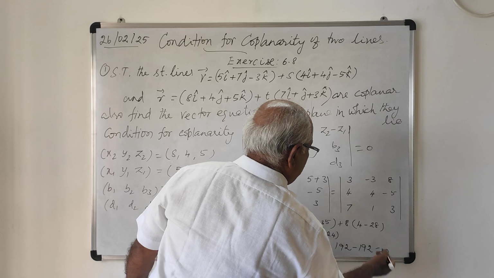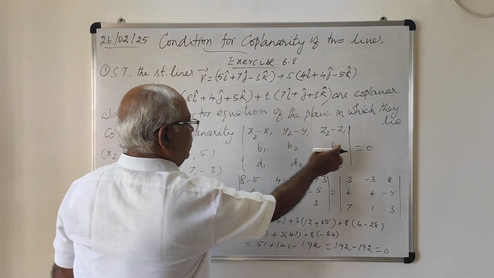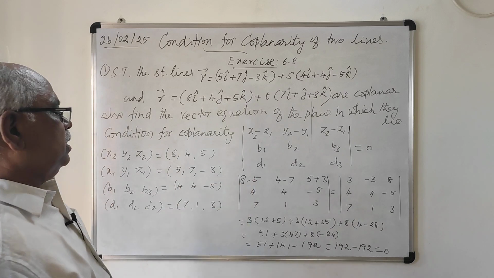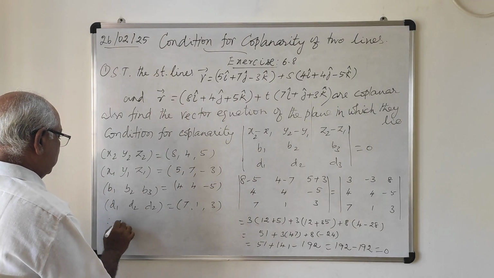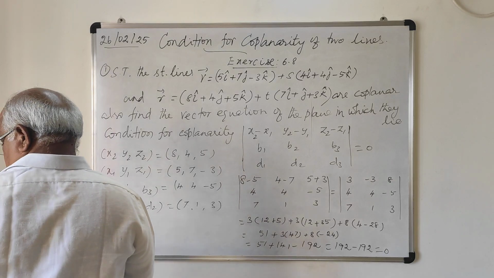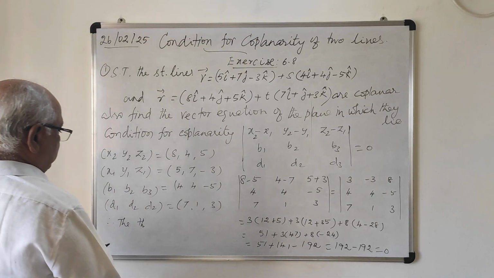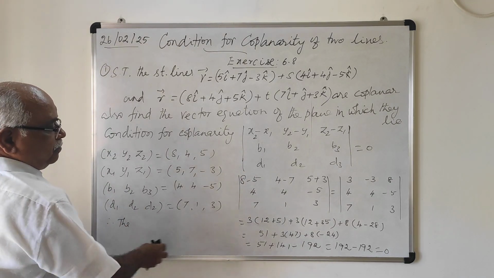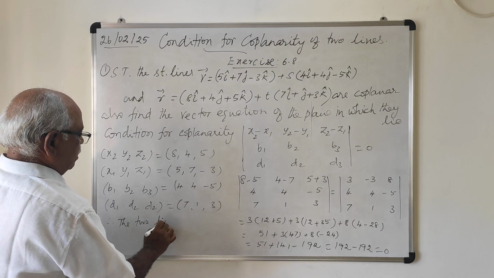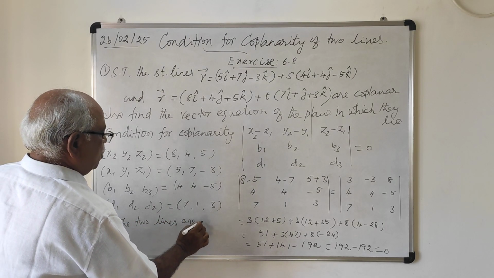The determinant value is 0. Therefore, the two lines are coplanar. That's the condition: the determinant value becomes 0. Therefore, the two lines are coplanar.